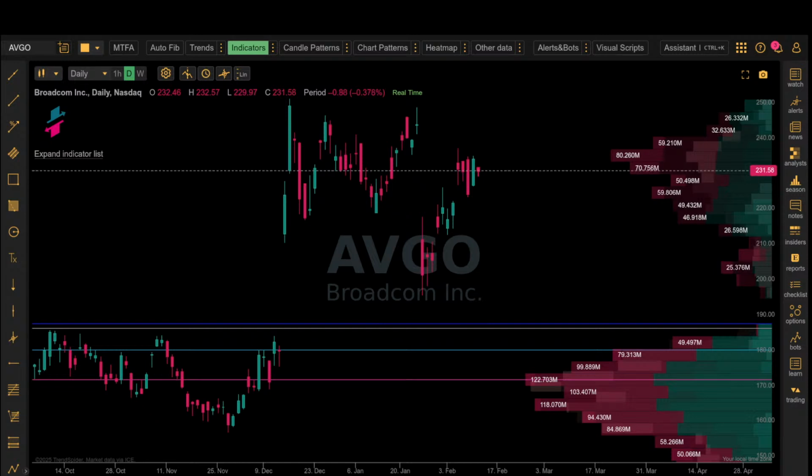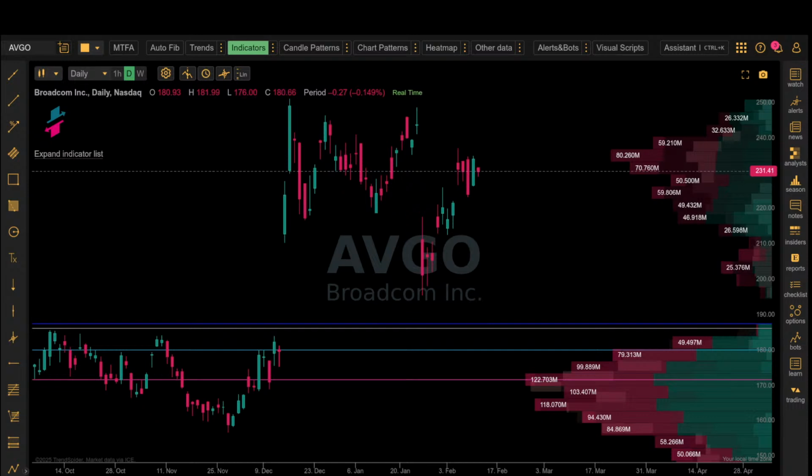Otherwise, you really do risk getting kind of magnetically pulled back into this other area of volume profile where there's been, again, a lot of transacting, right? You can see where people want to transact and you can see where they don't. So that makes that 190 area a bit of a decision zone. So that's one of the things that I would look at.